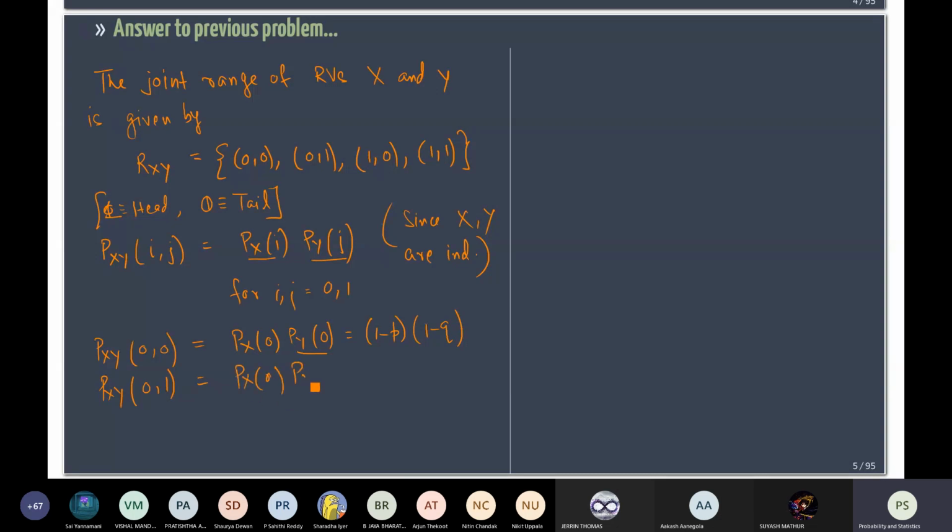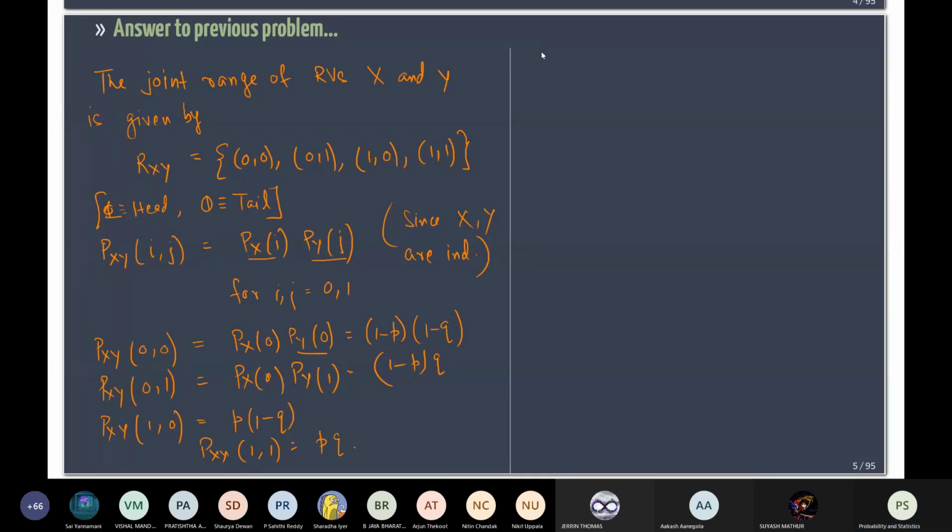So probability X=0, Y=1 is (1 minus p), the probability of tail, and the probability of head in the q case is just q. This way we can compute P_XY(1,0), which will be p(1 minus q), and P_XY(1,1) will be pq. These are the values we have computed, and this is nothing but the joint PMF, because we have computed all these values.